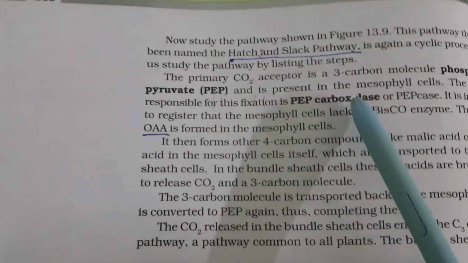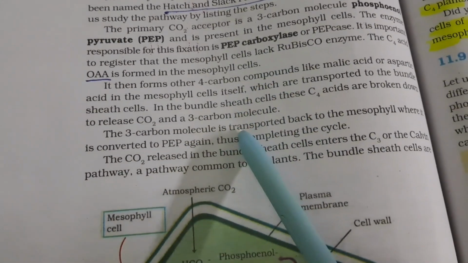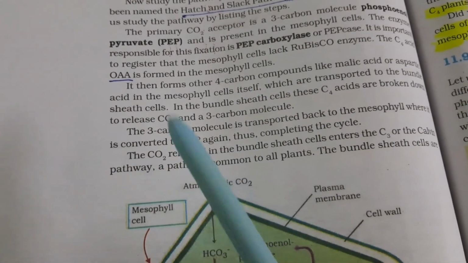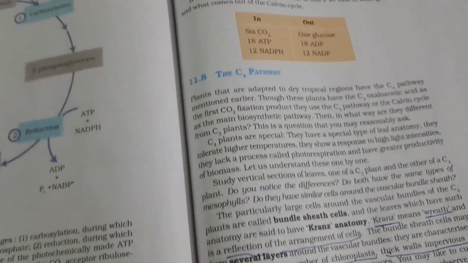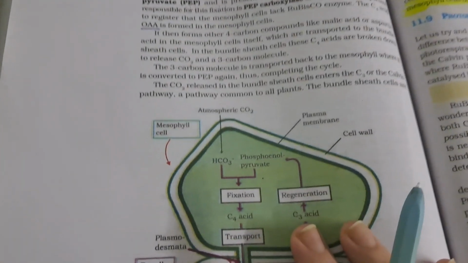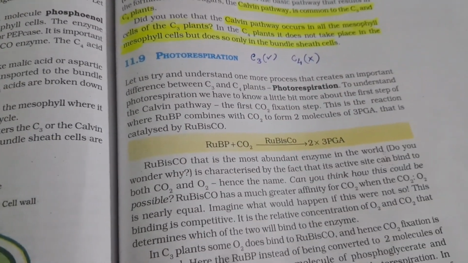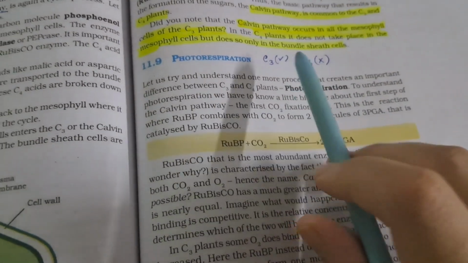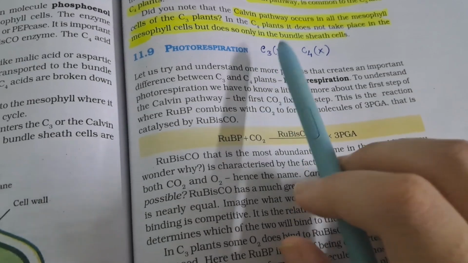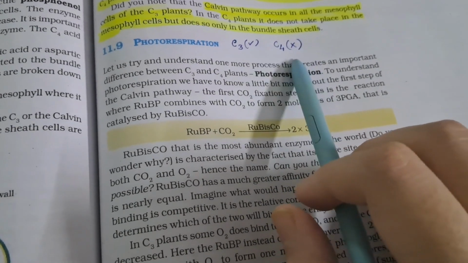Here everything, if you read, you'll come to know as it is mentioned. Now the next topic we have with us is the Rubisco enzyme. Next topic we have is photorespiration. Now photorespiration, C3 plants will exhibit photorespiration and C4 plants don't exhibit photorespiration.